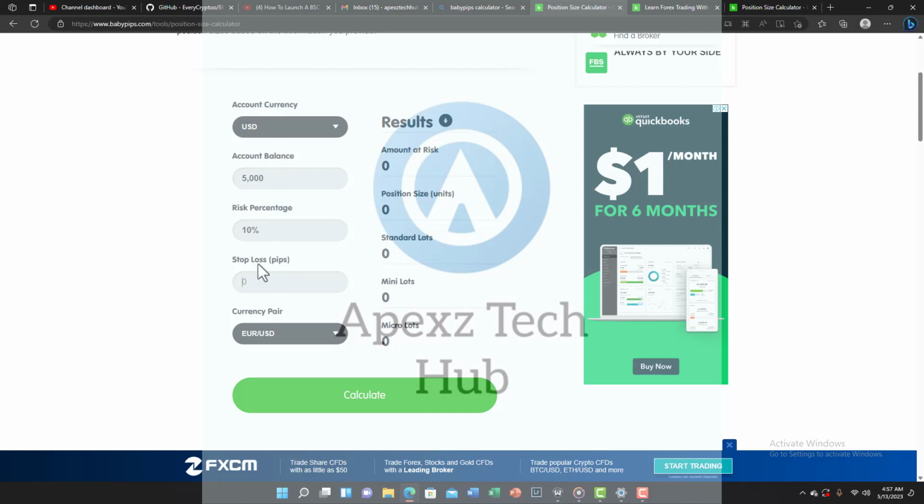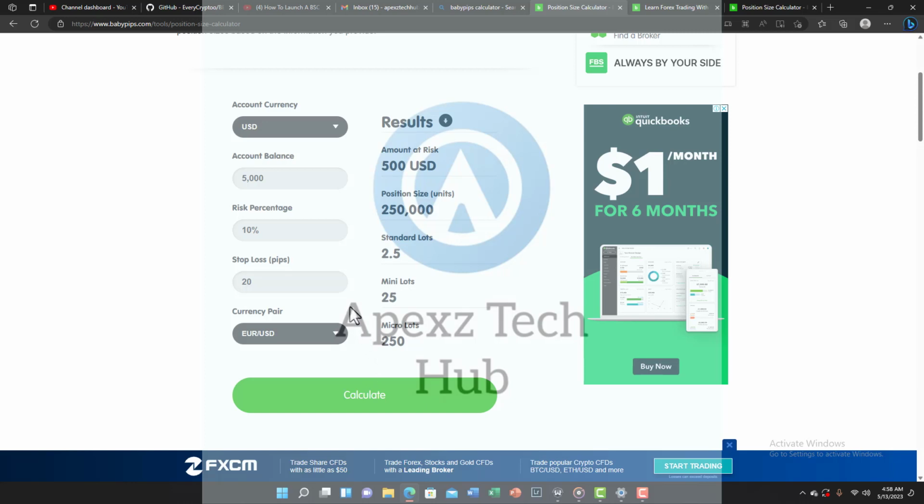Okay, I want my stop loss to be maybe 20 pips. I click on calculate. So now this is the result. What I'm going to risk is $500 out of $5,000. The position size is 250,000 units, a standard lot size, so I can comfortably use 2.5 standard lots to take this particular trade.